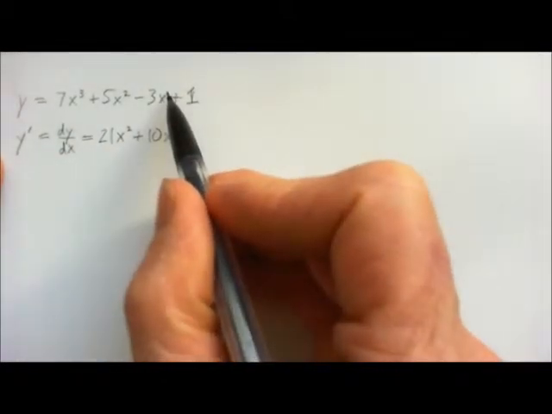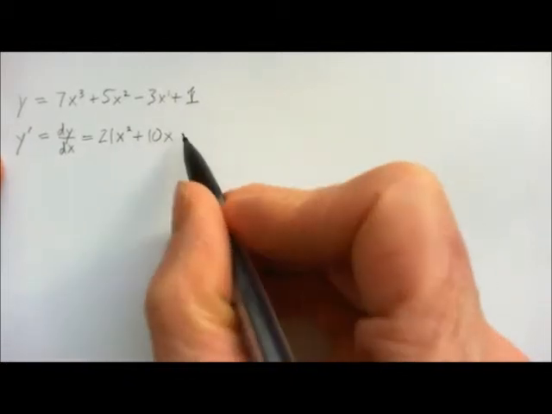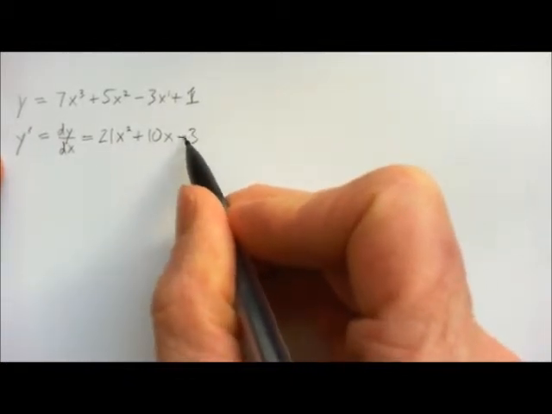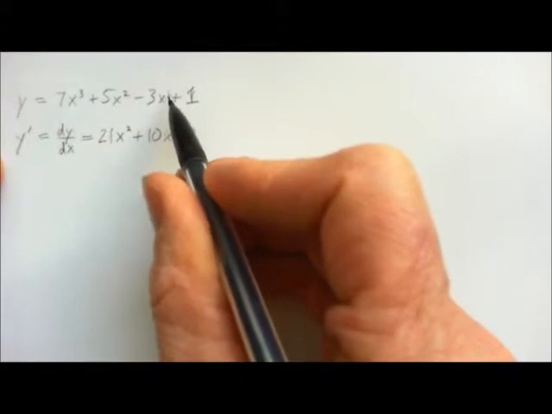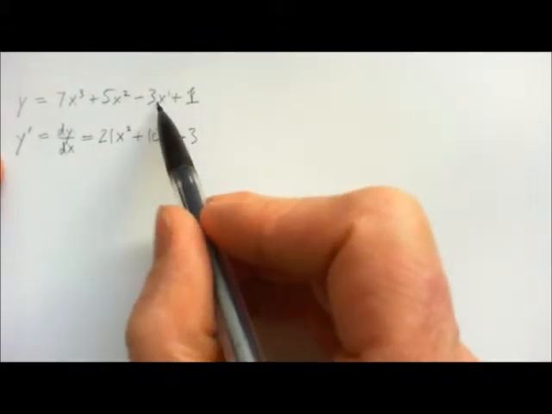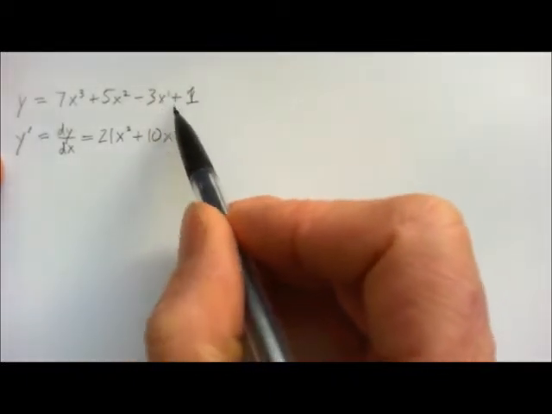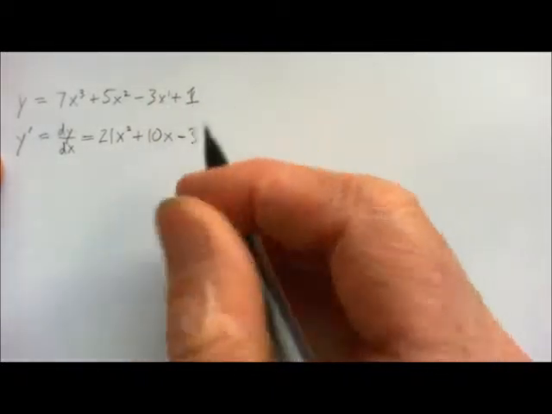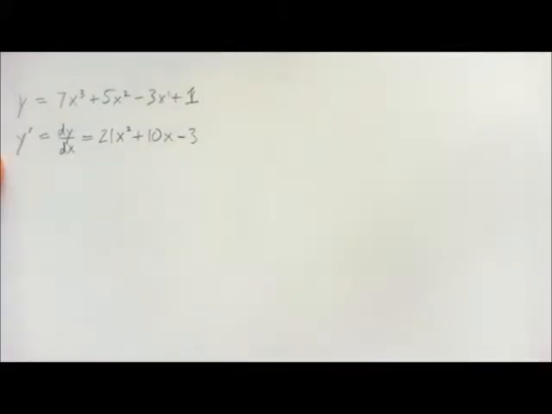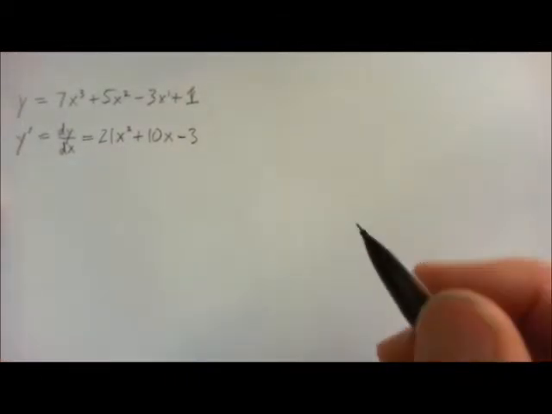Over here, we take our exponent, which is understood to be 1. 1 times negative 3 is negative 3. The power of x goes down to the 0 power, and x to the 0 is just 1. So anytime we have a constant times x, the derivative is just that constant. And then over here, the derivative of a constant is 0, so the derivative of that 1 is 0. So that again is how we do the derivative of a polynomial function.